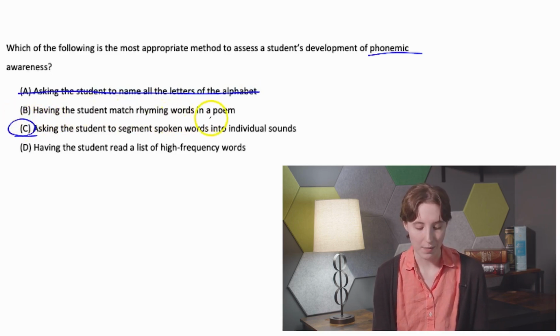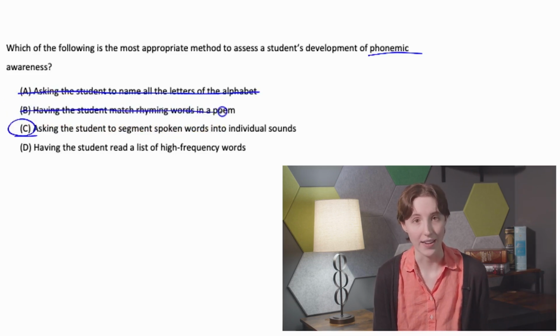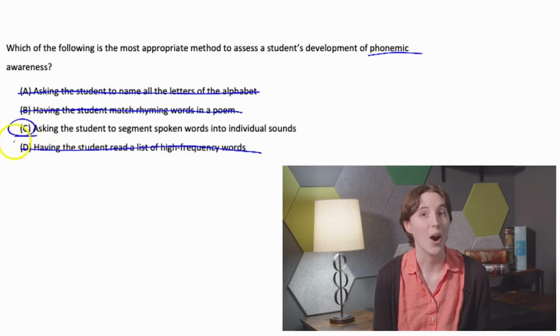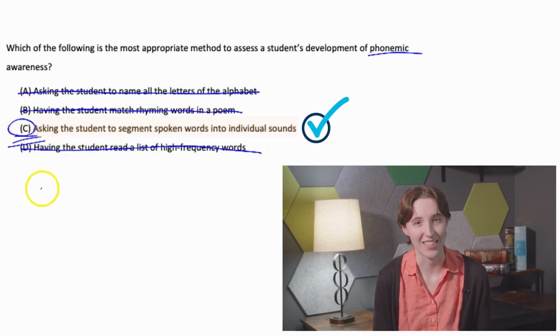B. Having the student match rhyming words in a poem. That could assess broader phonological awareness, which includes rhyming, but this option doesn't specifically address individual phonemes. D. Having the student read a list of high-frequency words. Well, that's more decoding and word recognition, not phonemic awareness. Now we can be certain that C is the correct answer.